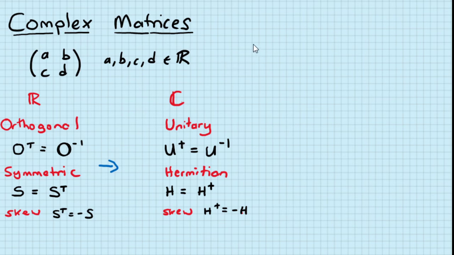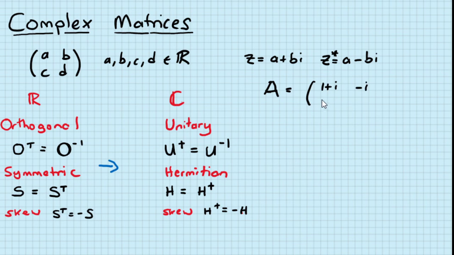Good, so what does this dagger thing mean? What is this dagger business all about? Well, if you remember that Z is a complex number, so that's A plus Bi, for example, then the complex conjugate of that is A minus Bi. So if I have a matrix, let's take A equal to 1 plus i, minus i, 3 and 5 plus 6i.